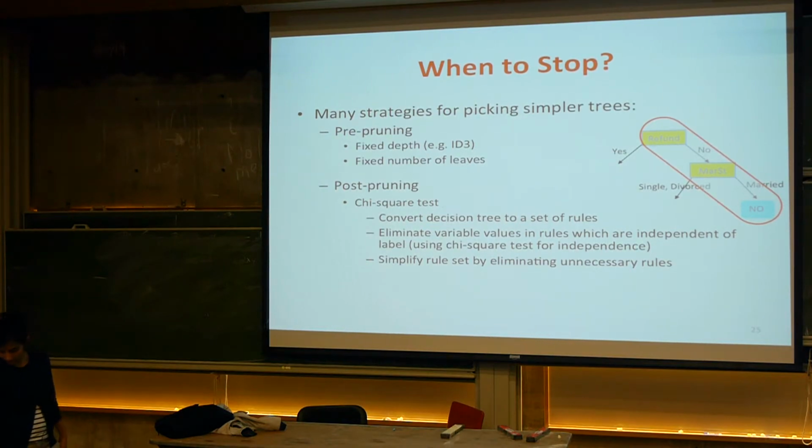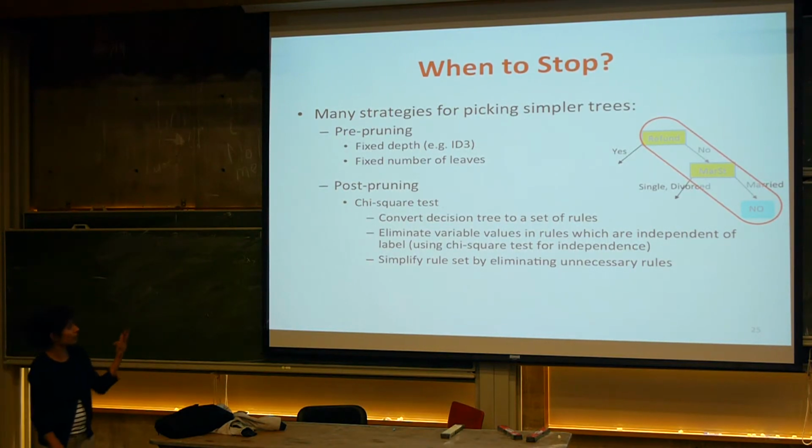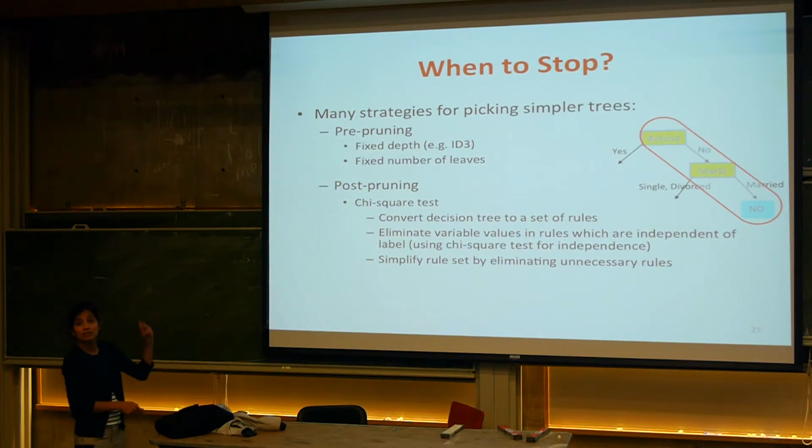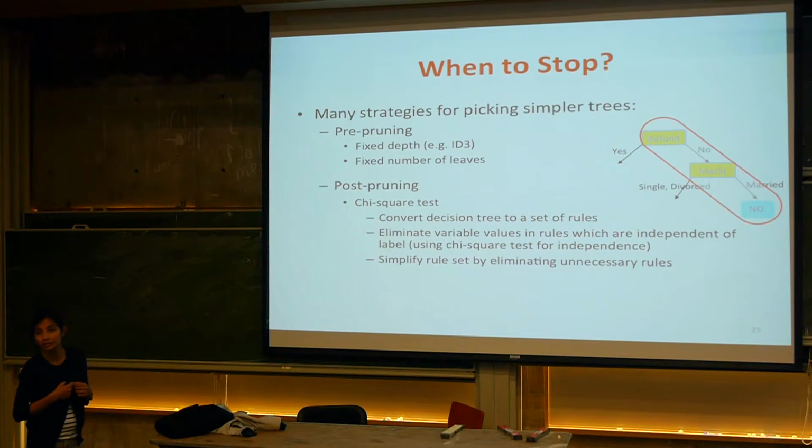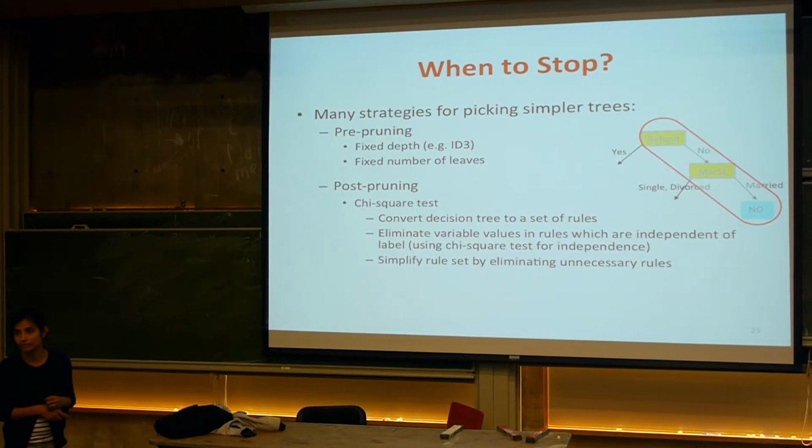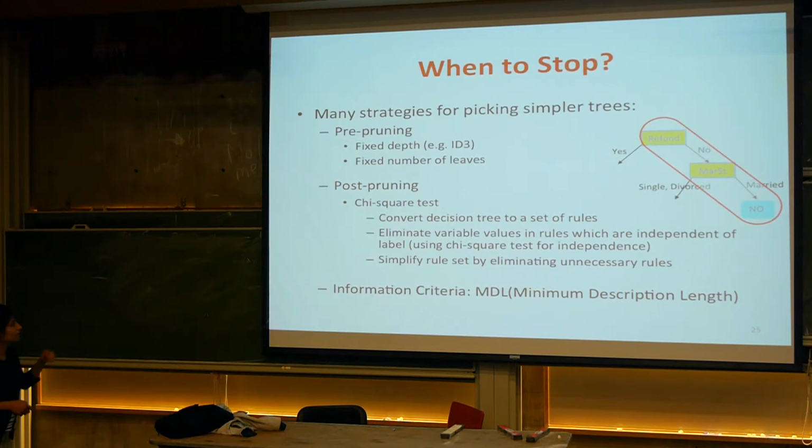All right, so I guess you've at least seen two flavors: ID3, which fixes depth, and C4.5, which writes the tree as a set of rules and eliminates rules by testing whether variables are independent of the label or not. And CART, which I briefly mentioned, which uses some penalty based off of the number of leaves. Actually, that's the next one I'll get to.